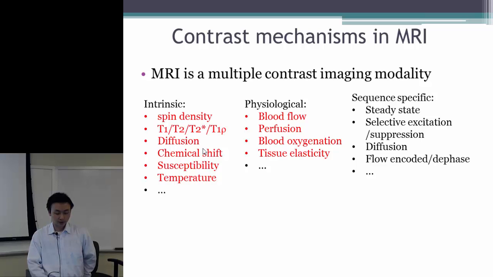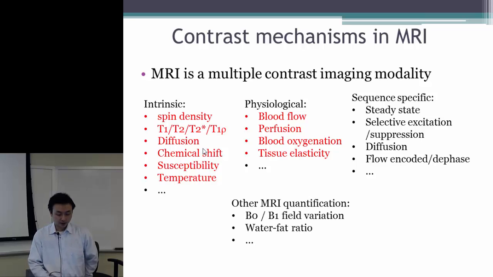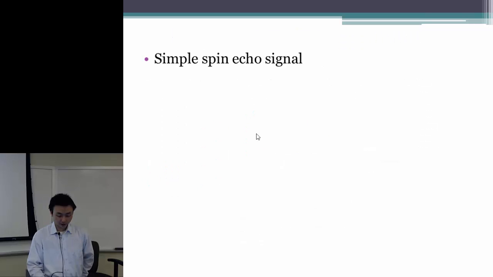And there are also some sequence-specific contrast mechanisms and other MRI quantifications, which include the B0 field inhomogeneity, as we've discussed before, the B1 field, RF pulse field inhomogeneity, and also the water-fat ratio. People can use this quantification method to estimate how much fat and how much water, or just normal tissue, there is for obesity patients. So as we can see, there are lots of things that can be quantified using MRI. Today we are mainly going to talk about the T1 and T2 quantification.